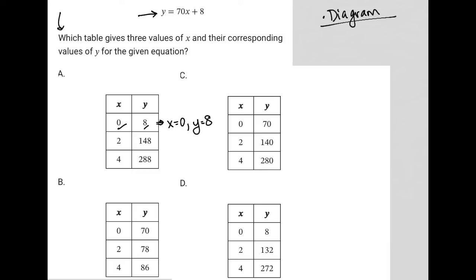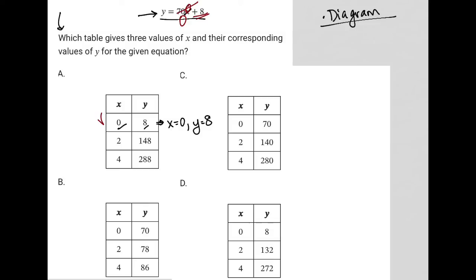Now, that's something that I can actually test out because I have this equation here, y equals 70x plus 8, to test out these answers, right? So is it true that when x is equal to 0, right? If I made this, let's use a different color, if I made this a 0, 70 times 0 is 0, and 0 plus 8 is in fact 8.